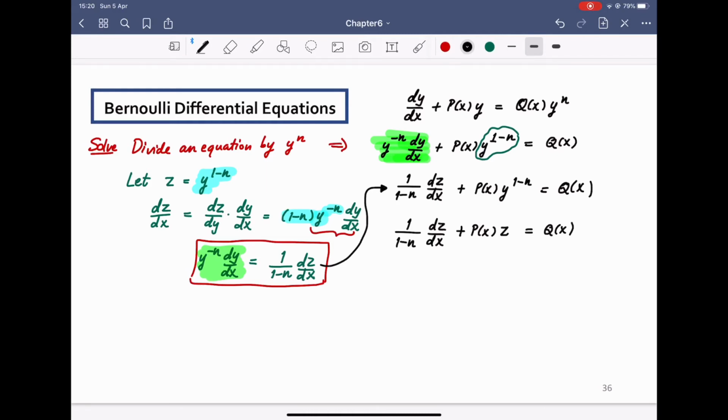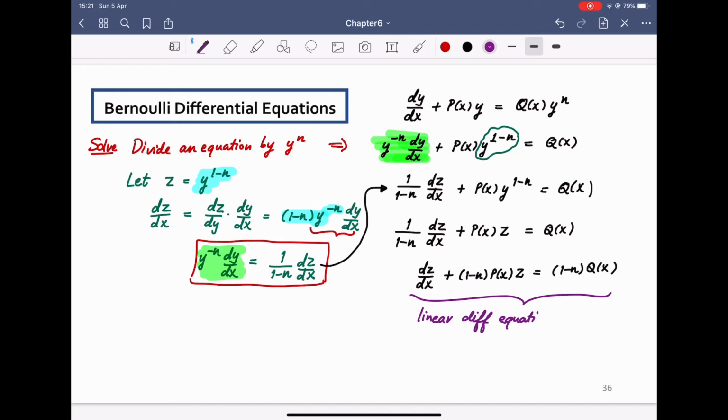And then to make it cleaner, I'm gonna multiply this equation by 1 minus n. Well, this thing will be dc/dx plus 1 minus n times p(x) times c, and then equal to 1 minus n times q(x). Well, this will be a linear differential equation now. So this is a linear differential equation in terms of c and x, right? And then now you can use the same technique as before to solve this differential equation.